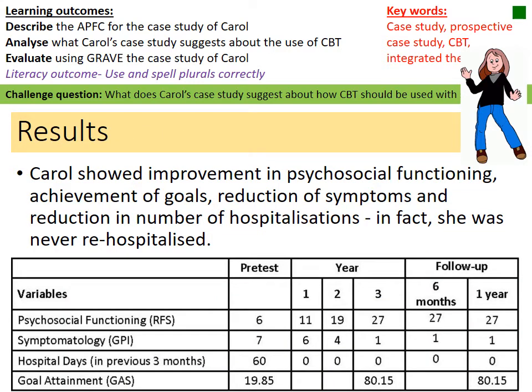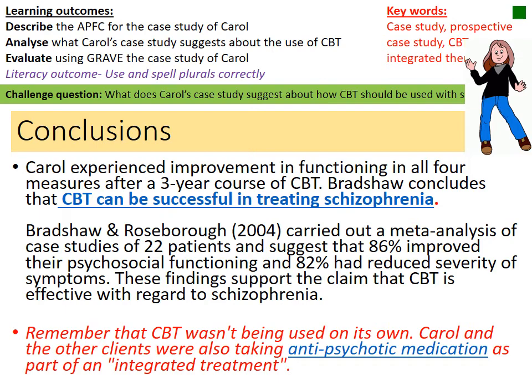The results showed an improvement in psychosocial functioning, achievement of goals, reduction in symptoms, and a reduction in the number of hospitalizations. In fact, Carol was never rehospitalized. Carol experienced improvement in functioning in all 4 of her measures after a 3-year course of CBT, so that allows Bradshaw to conclude that CBT can be successful in treating schizophrenia.